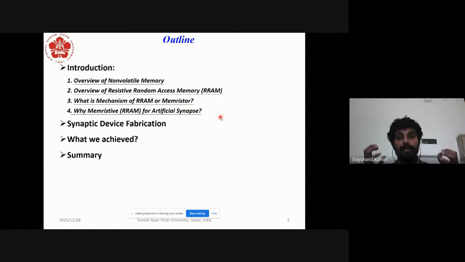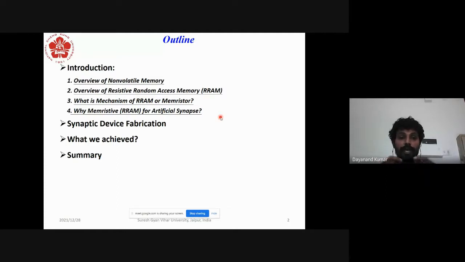Basically, in the human brain, billions of neurons are available, and every neuron is connected with a synapse. If you see one neuron connected with another neuron, there is an interface between the two neurons, that is called the synapse. So in the biological neural subsystem, the synapse works for the data transmission from one neuron to another neuron. That transmission is due to the calcium ions or sodium ions between two neurons. So our artificial synapse can also work like a biological synapse.